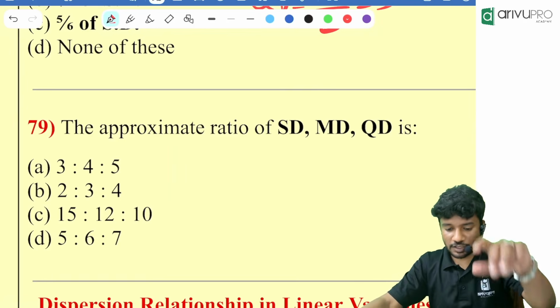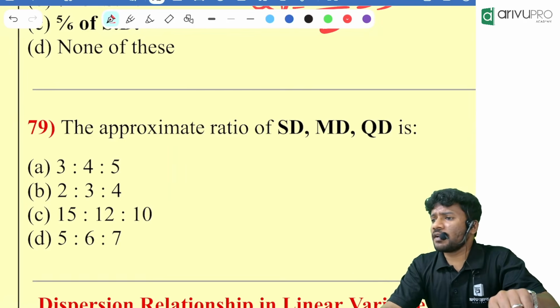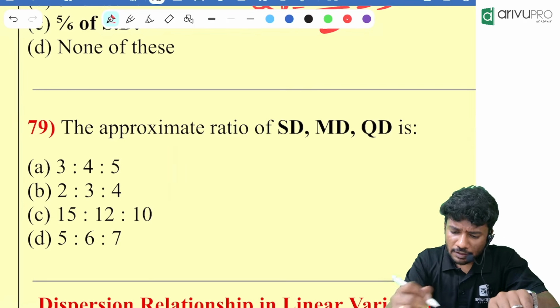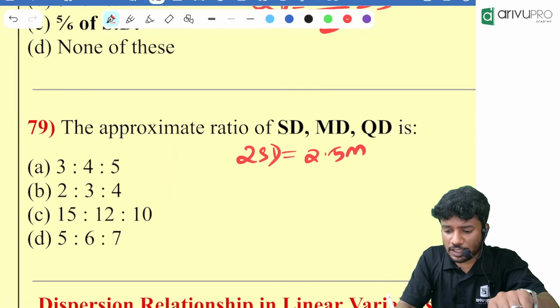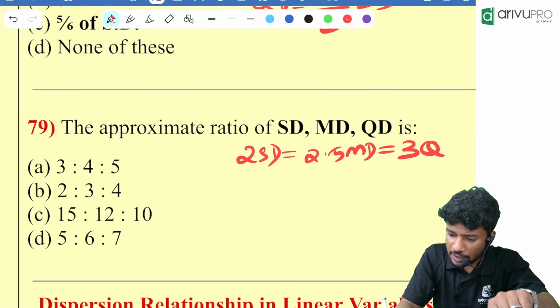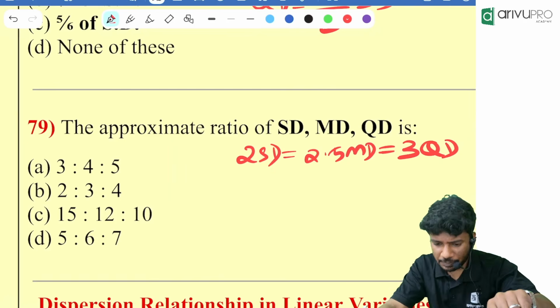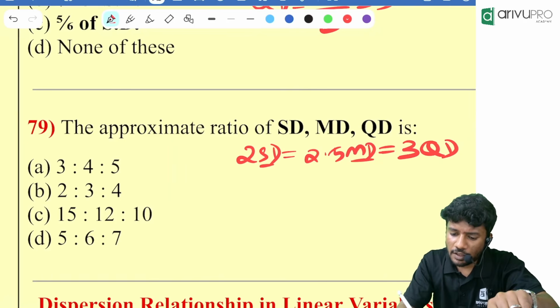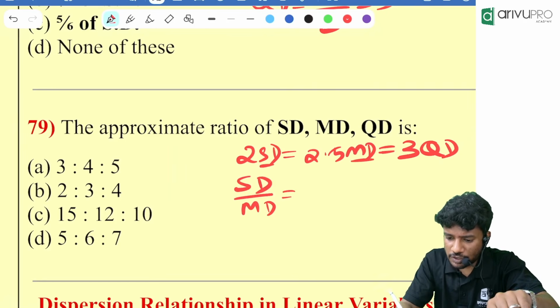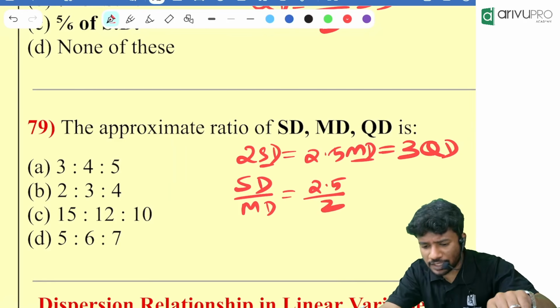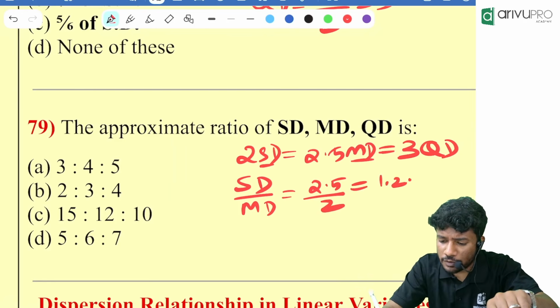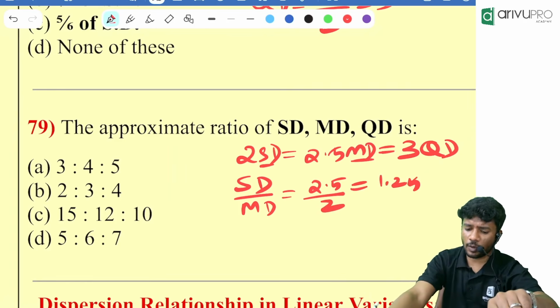Okay, let's finish it. What is the formula we know about SD, QD and MD? 2SD is equal to 2.5 MD is equal to 3 QD. Now, people, first take SD and MD. SD divided by MD is how much? 2.5 divided by 2. 2.5 divided by 2 in the calculator is 1.25. Check which option is giving you 1.25.